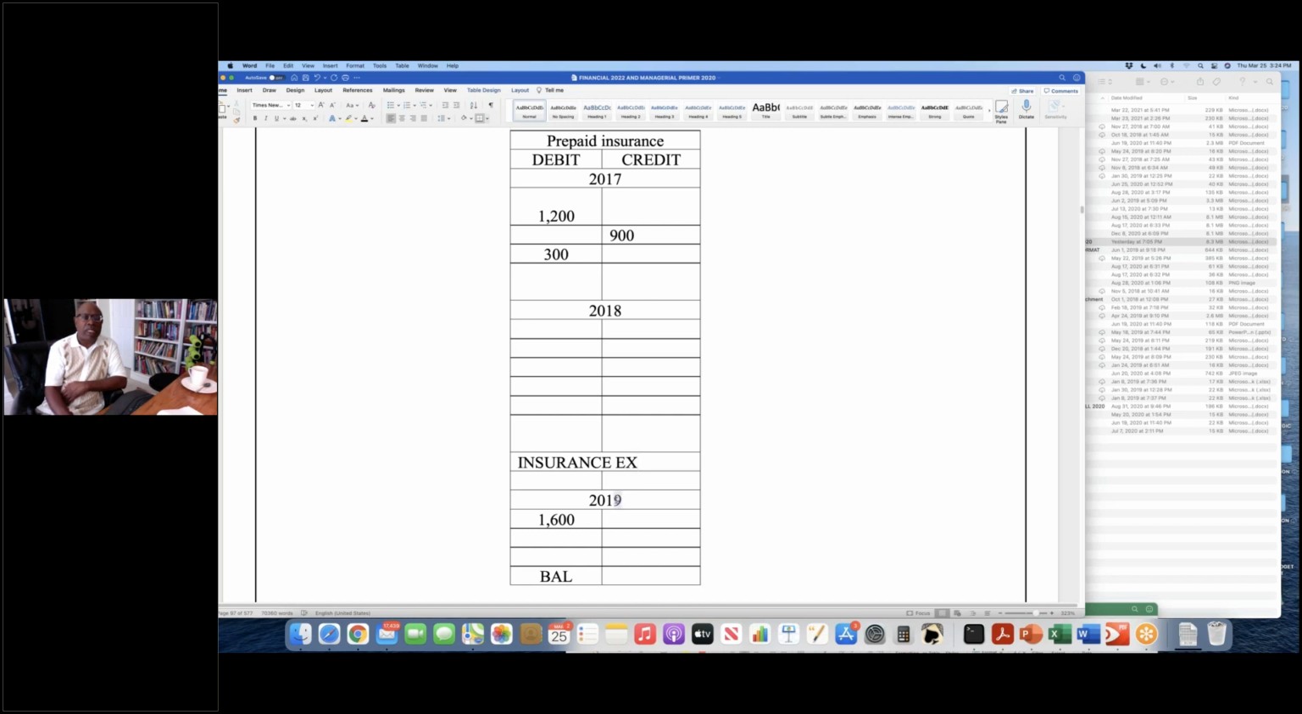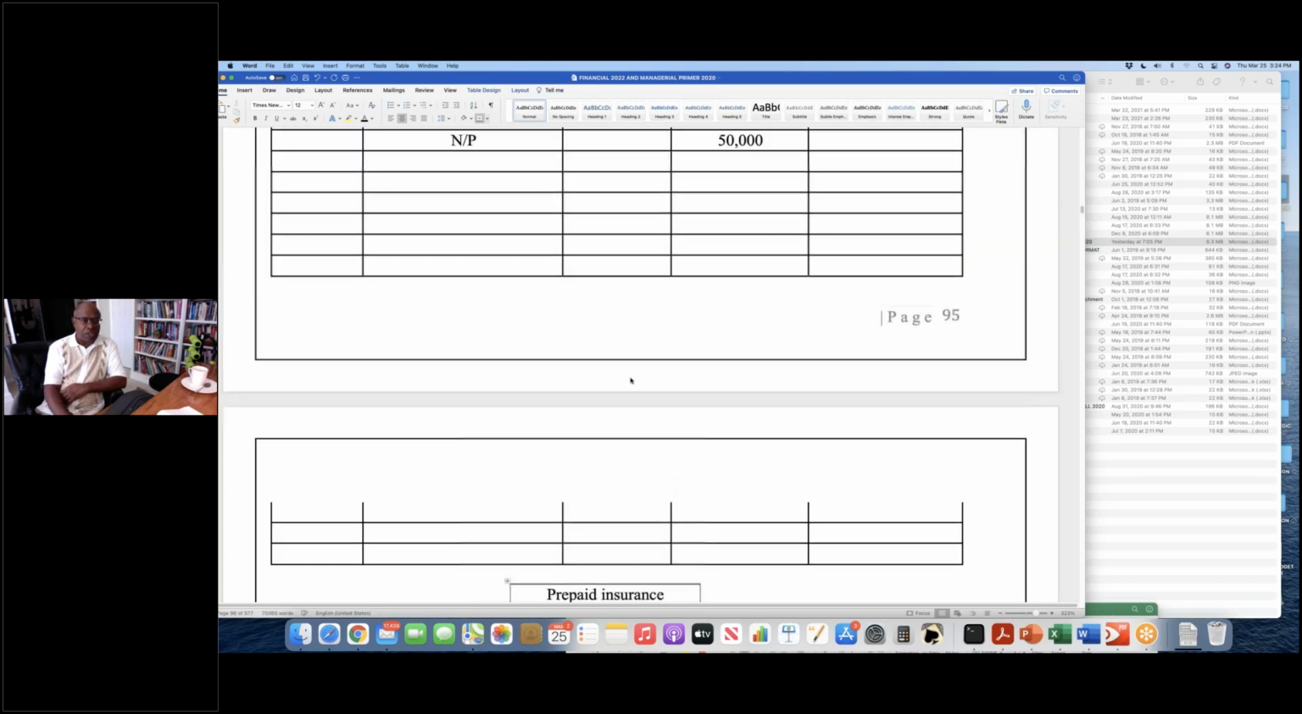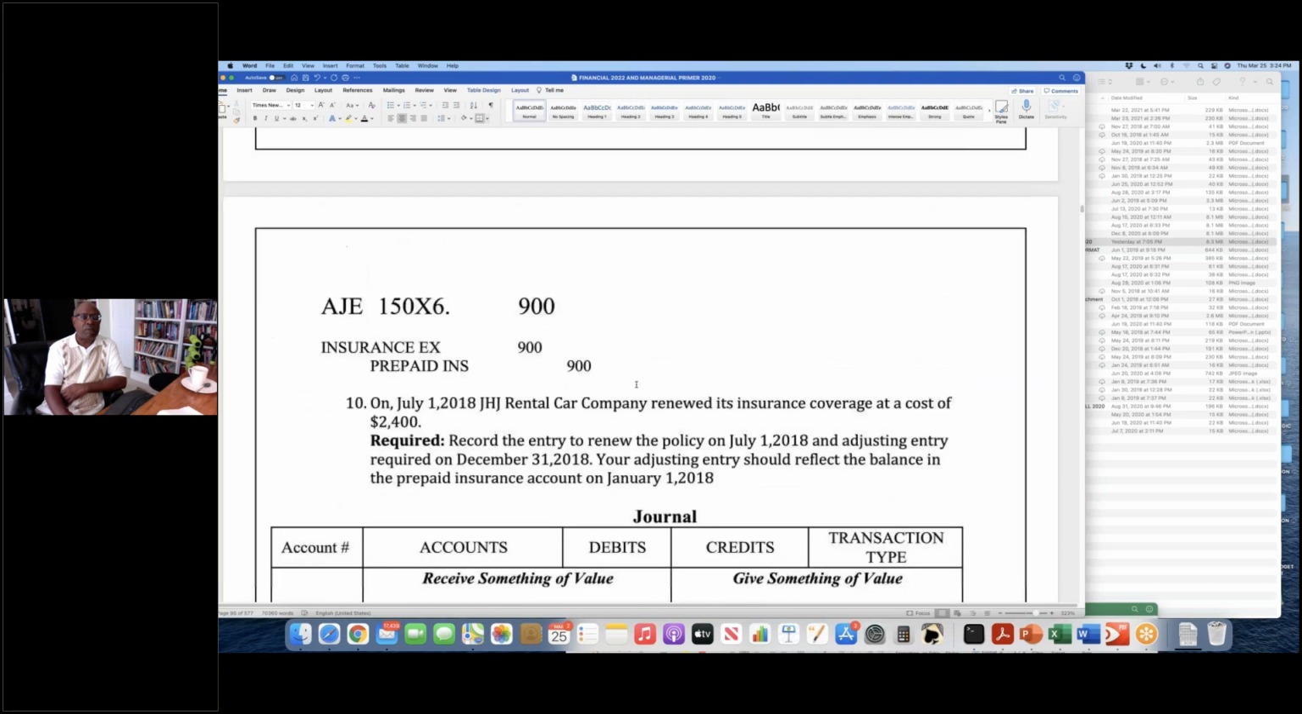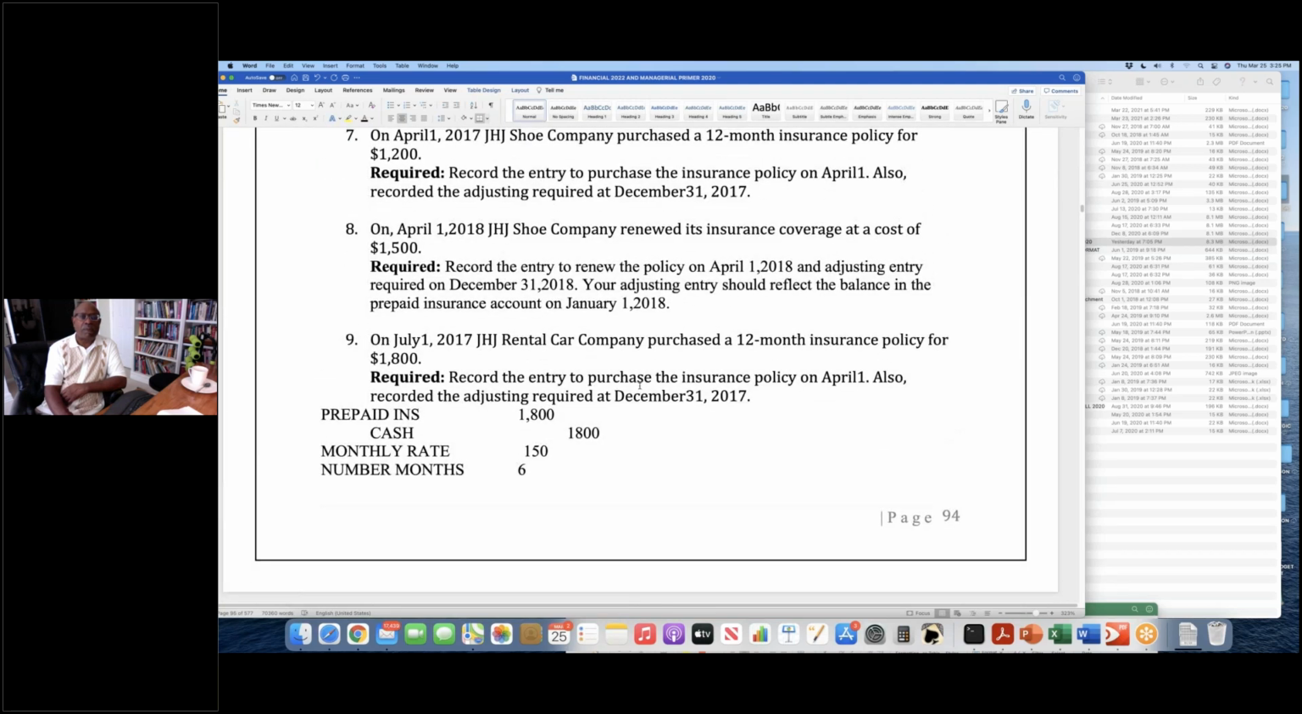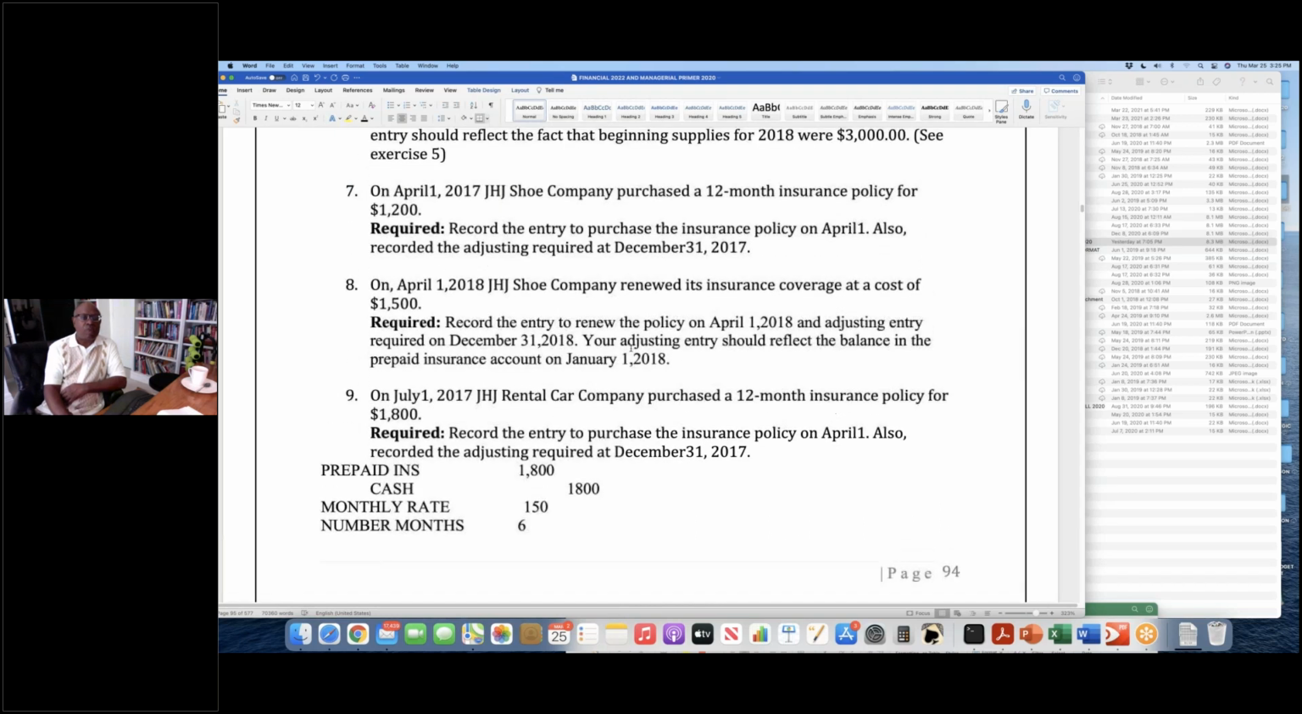And this is 2018. So you would have had 900 in the insurance expense. Okay. Since Christian wanted to do another one, let's look at another one. So 2018 rolls around and insurance goes up to $1,500. I'm no longer paying $1,200, I'm paying $1,500. So what's my adjusting entry going to be for 2018?